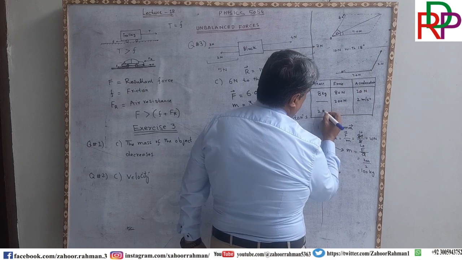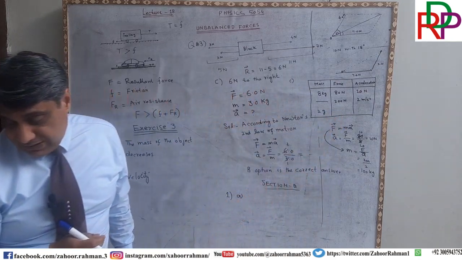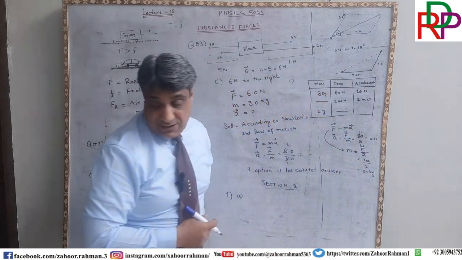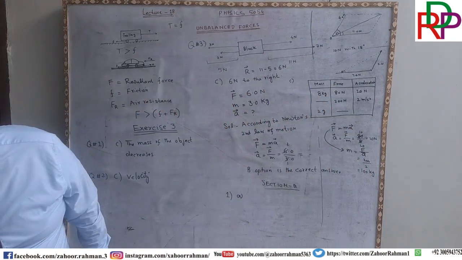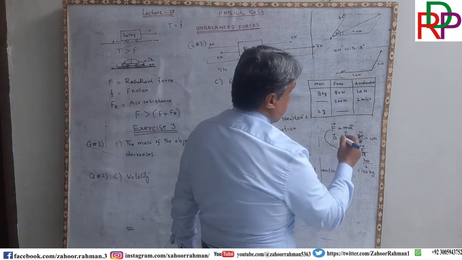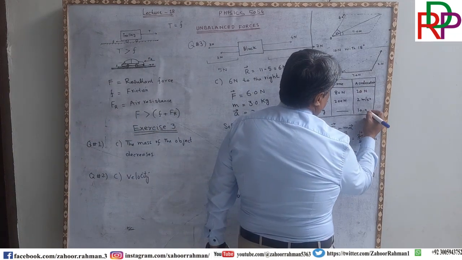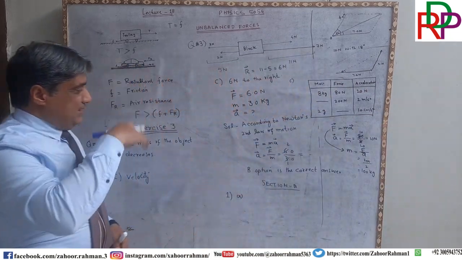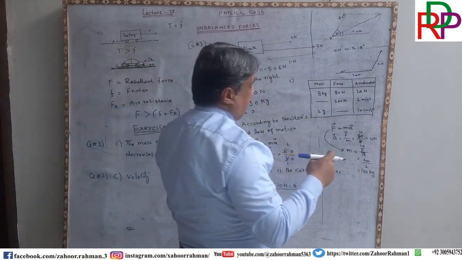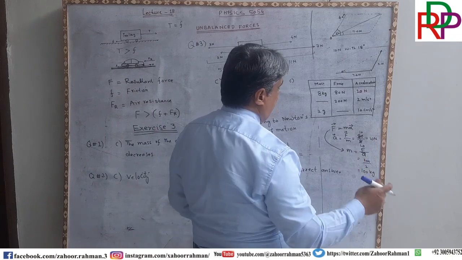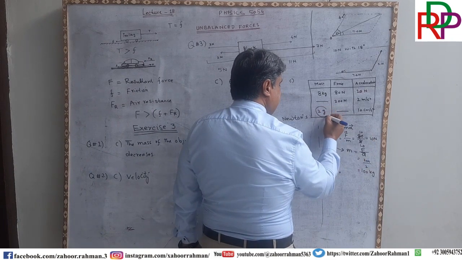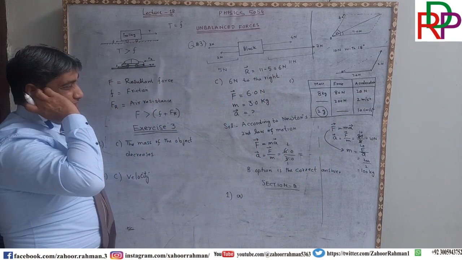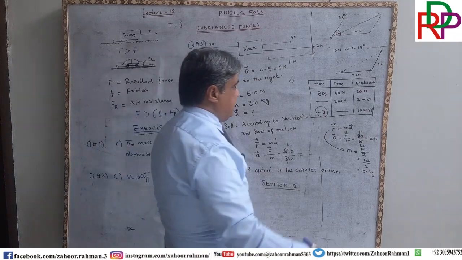Here it is given 2 gram and we have to find the force, and here the acceleration is given as 10 centimeter per second squared. Now, we can find it, if we want to convert this gram to kilogram, because the standard unit of mass is kilogram.